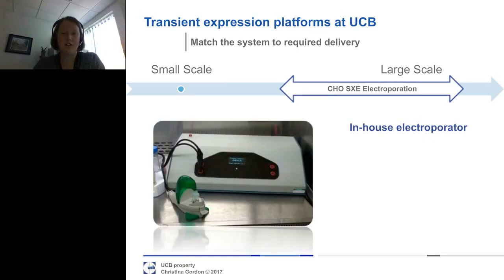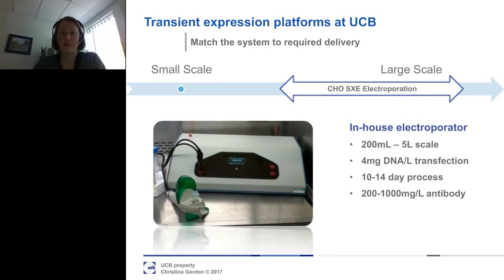You can see a picture here on the side. So a typical process would be that you take your cells, wash them in buffer, concentrate them at your DNA, you aliquot them out into the cuvettes, and you can see one of these cuvettes in the cuvette holder in the picture, and you electroporate your cells, and then you transfer it into your production media.